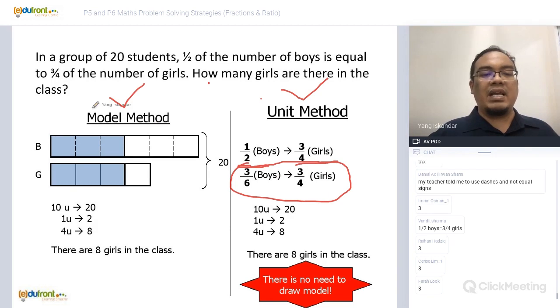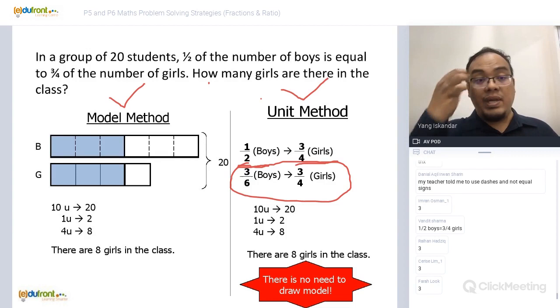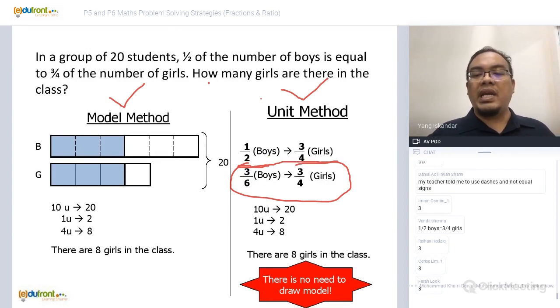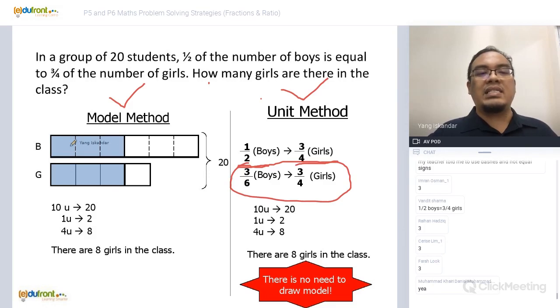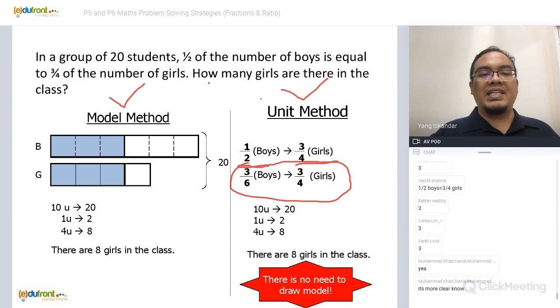Now let's take a look and compare with the one in the model. Can you see the similarity between the model method and the units method? What happens when we make the numerator the same? We are essentially making sure the size of each of these parts is equal, right? Because only when the sizes are equal can you compare. Now here you cut into 3 parts. Likewise here also, from 1 you make it into 3, right? And when you cut into 3 parts here, here also you make it into 3 parts.